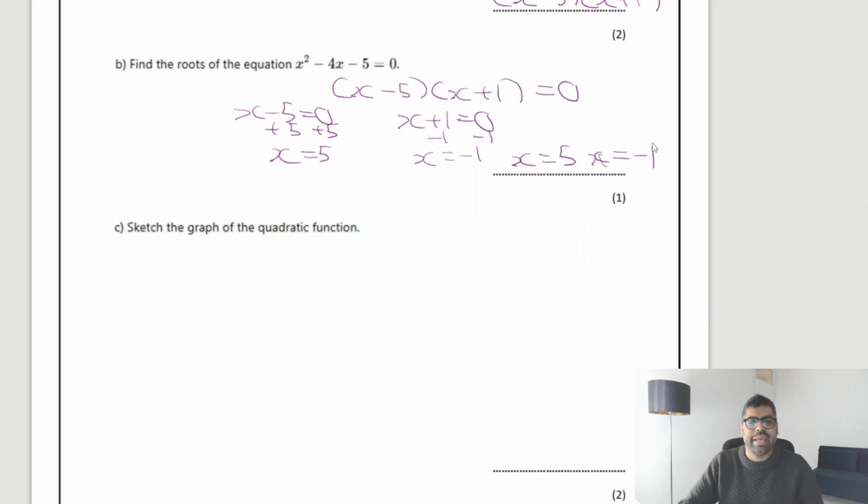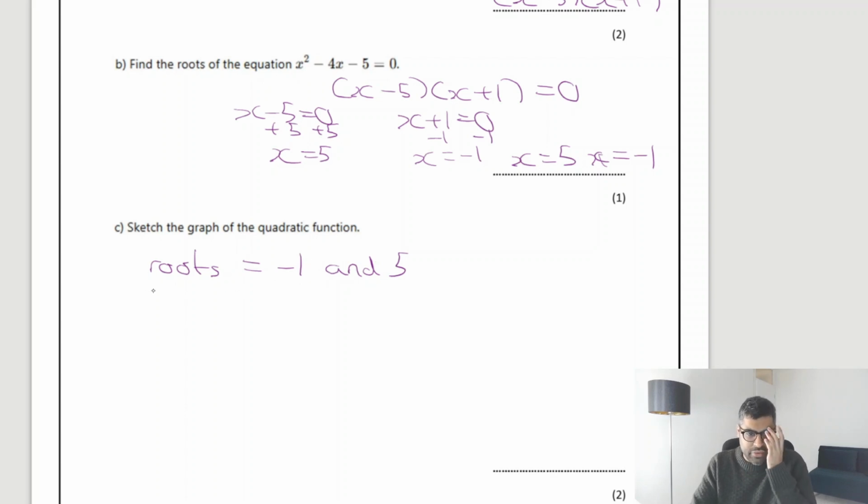Okay, so we need to sketch the graph of the quadratic function. This one is a little trickier, but let's have a look. We're going to need a few things in order to sketch the graph of a quadratic function. One is we're going to need to understand what the roots are. Well, we've done that from part A. So we know the roots are minus 1 and 5. I've just swapped them around so the minus 1 is first because it's a lower number.